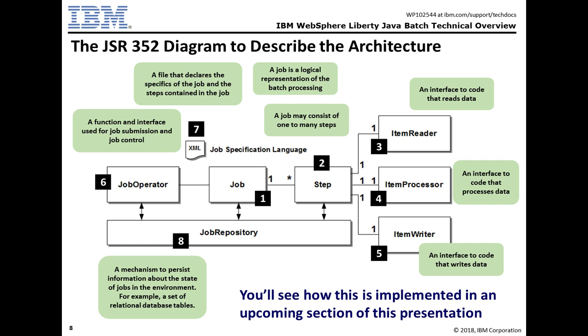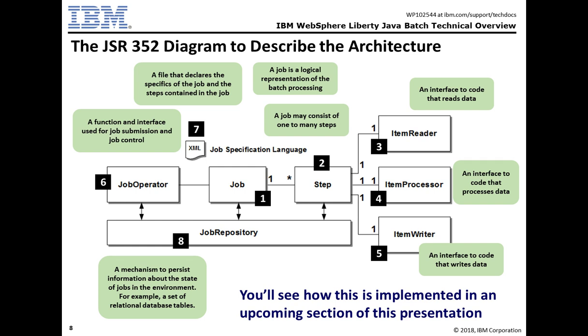Then moving up to the top is an XML file containing what's called job specification language, or JSL. JSL is like JCL and z/OS. It's the definition of the job. There's syntax in there to indicate, here's my job. It's got these steps. This is what each step does, and so forth. We'll see an example of that in a couple of charts.